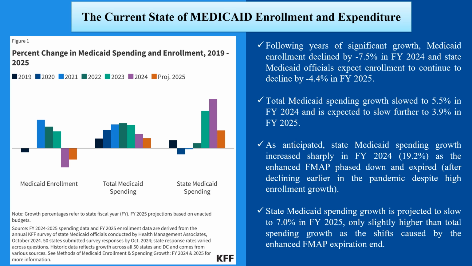As anticipated, state Medicaid spending growth increased sharply in 2024 with a 19.2% rise as the enhanced FMAP phased down and expired after declining earlier in the pandemic despite high enrollment growth. So state Medicaid spending growth is projected to slow to 7.0% in 2025, only slightly higher than total spending growth as the effects caused by the enhanced FMAP expiration end.